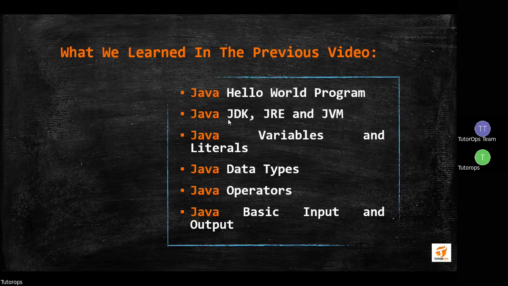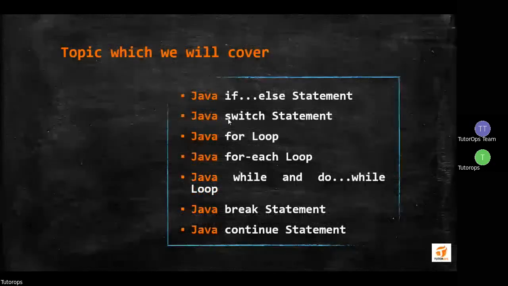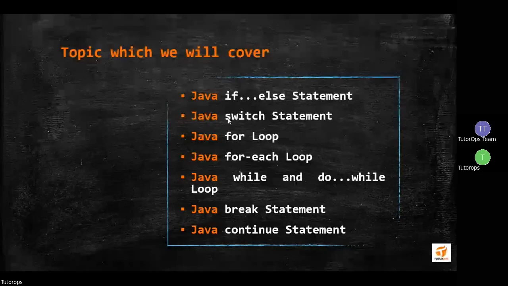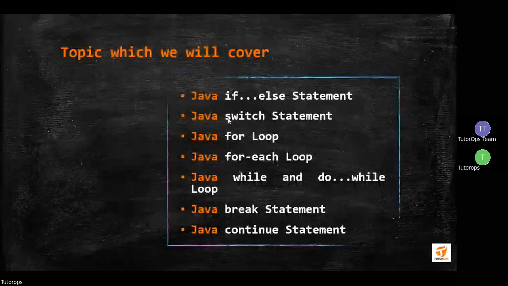Today we'll learn Java flow control. In this class, we'll learn the if-else statement, switch statement, for loop, for each loop, while and do-while loop, break statement, and continue statement, with some examples. These topics we'll cover today: if, switch, for loop, for each loop, while, do while, break, and continue, and how we'll use them in our Java program.